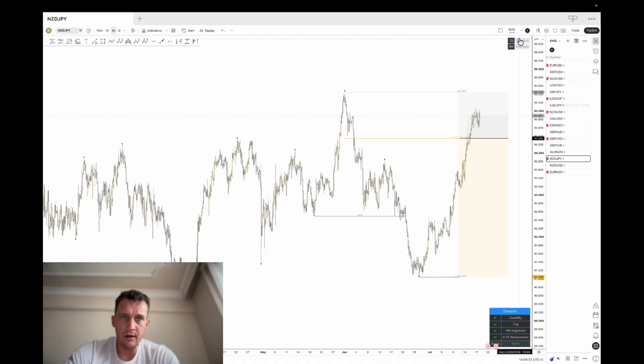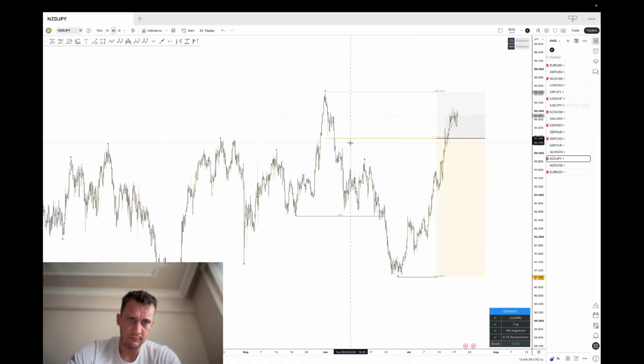Same for the NZD JPY pair. You see the higher time frame, the daily, is in premium. So you've got the higher time frame alignment, because you want to sell on the 4-hour.